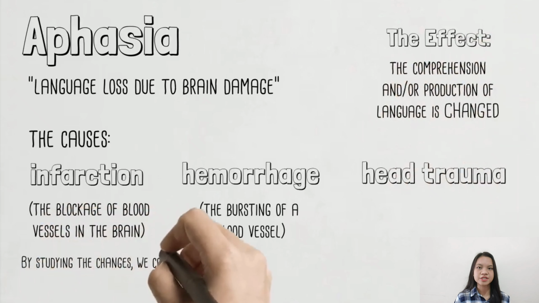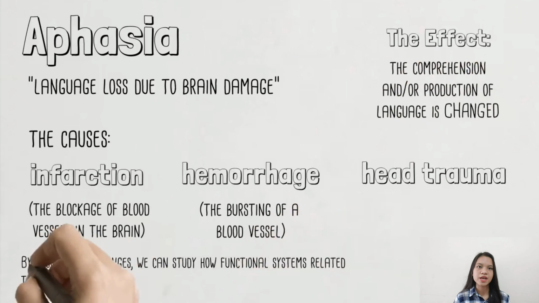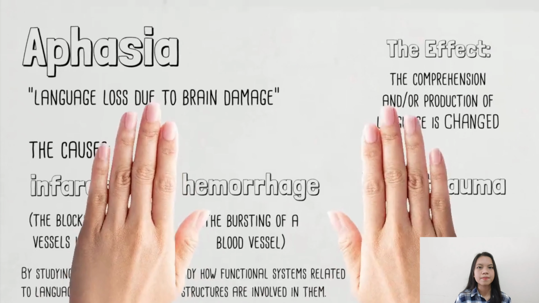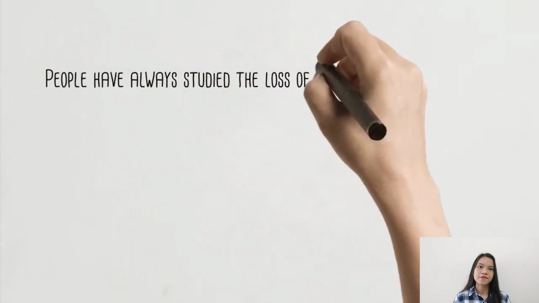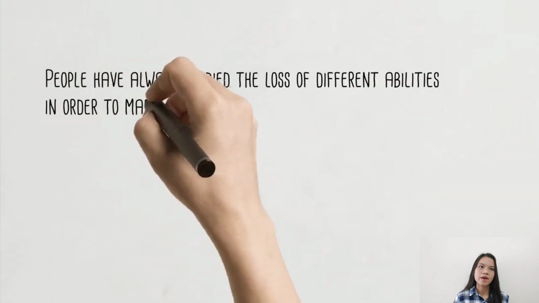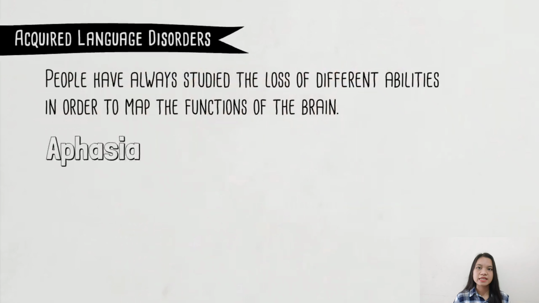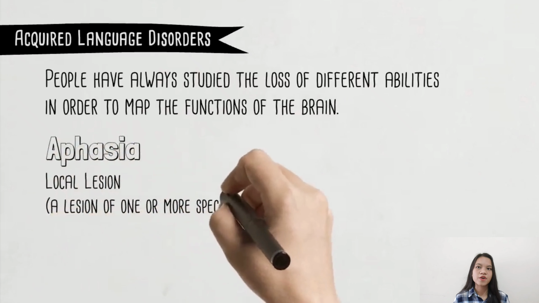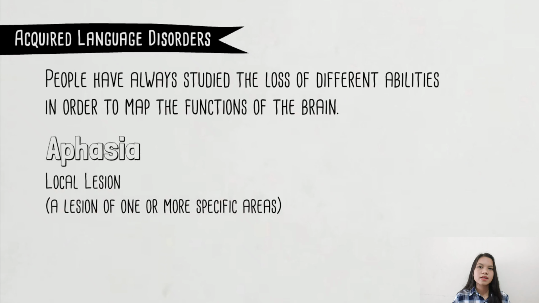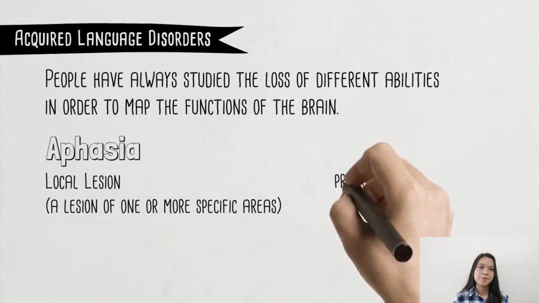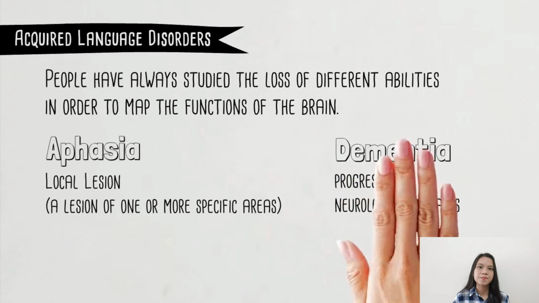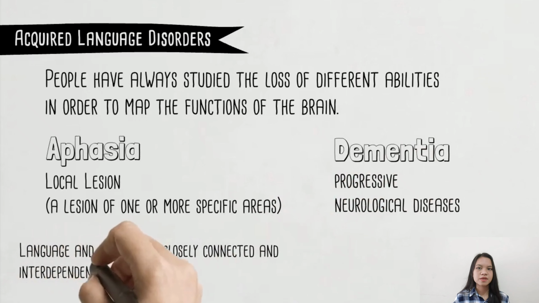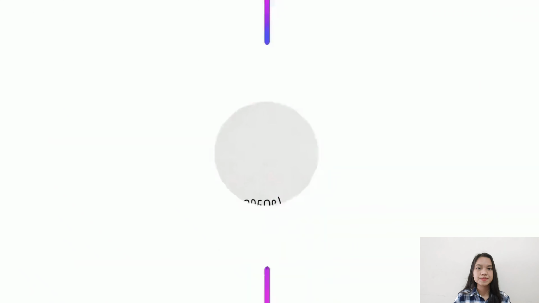By studying these changes, we can study how functional systems related to language work and which brain structures are involved in them. People have always studied the loss of different abilities in order to map the functions of the brain. Aphasia is an acquired language disorder, often defined as a local lesion, for example, a lesion of one or more specific areas. Acquired disorders can also be caused by progressive neurological disease, such as dementia. Language and memory are closely connected and interdependent, especially in complex higher cognitive functions.